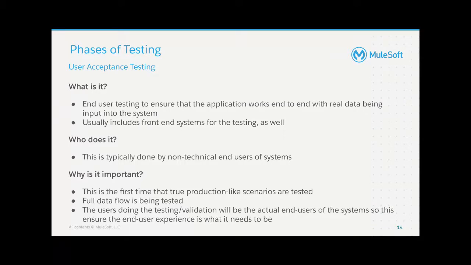It's the first time the system is tested in scenarios that are production-like. Real data and full data is being tested. The users doing the testing are business users who will validate the scenario and make sure this is the exact end user experience that is expected. So this is very important. Usually it's done in a UAT environment, which is a production-like environment, so you're exactly mimicking what's going to happen in production.